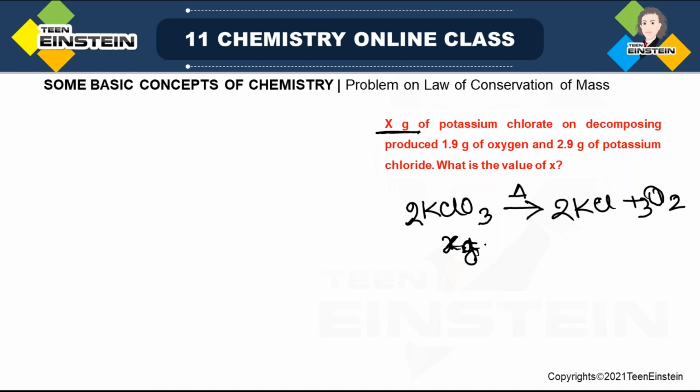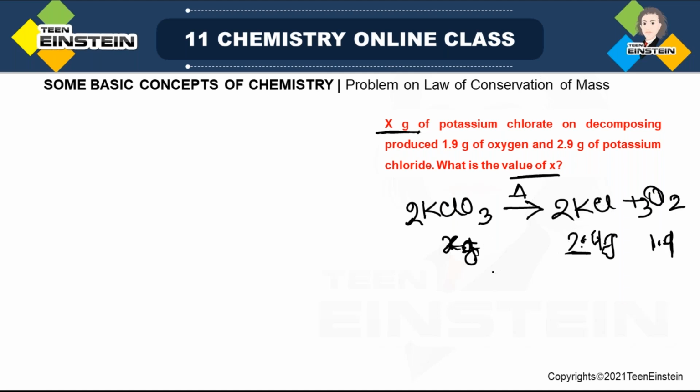On decomposition, it is producing 1.9 gram of oxygen and 2.9 gram of potassium chloride. So these two are the masses of the products. Two products are there, potassium chloride and oxygen. We have to find the value of X.